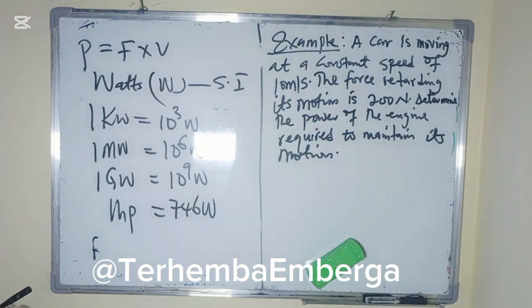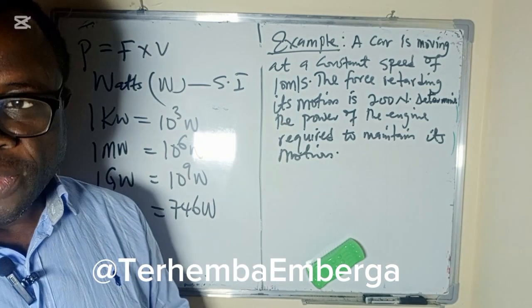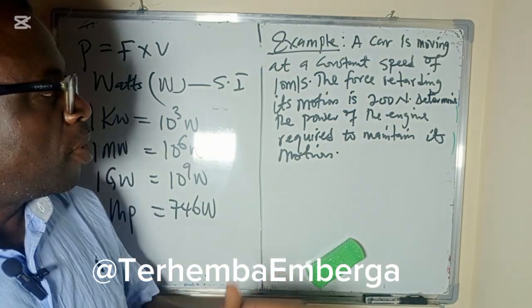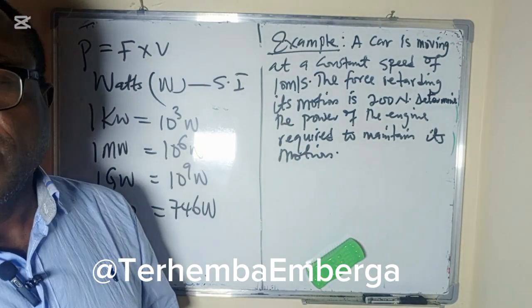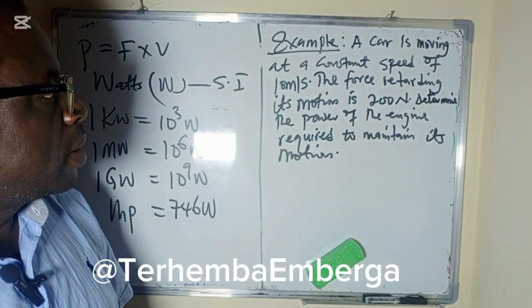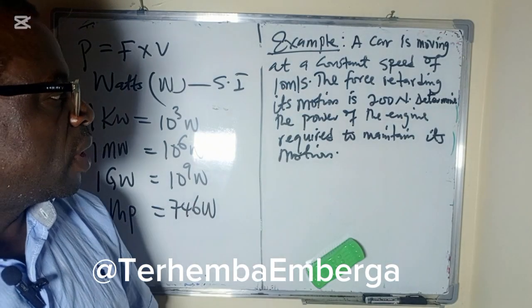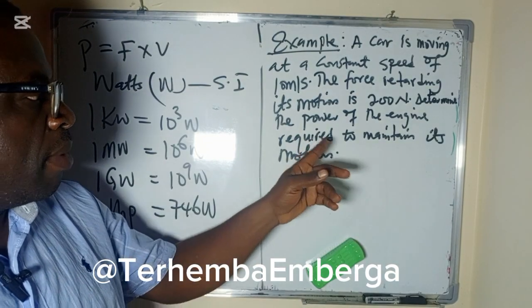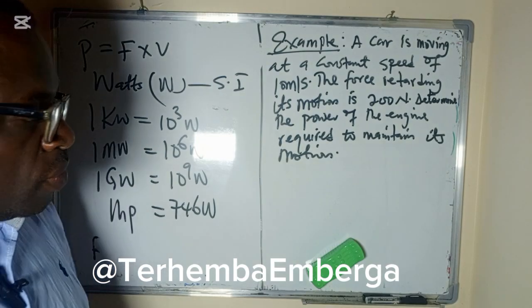So we have a problem here to solve. In physics, once we talk the theory, we must use that theory, the background of the theory, to solve a problem. A car is moving at a constant speed of 10 meters per second. The force retarding its motion is 200 Newton. Determine the power of the engine required to maintain its motion.